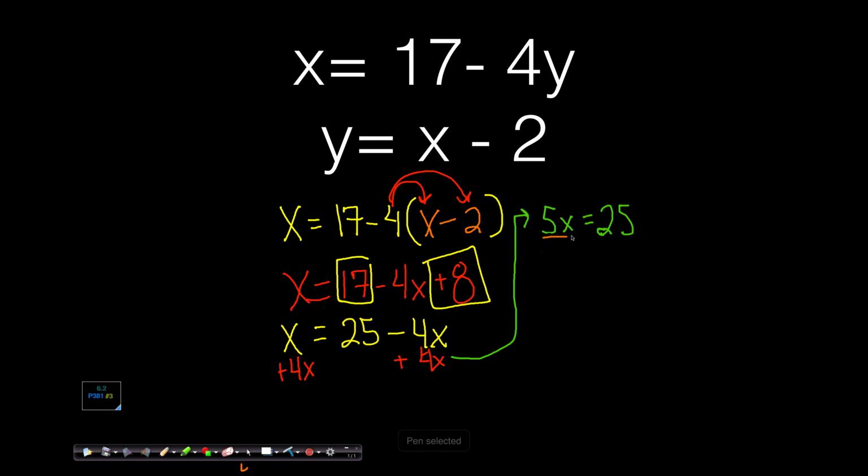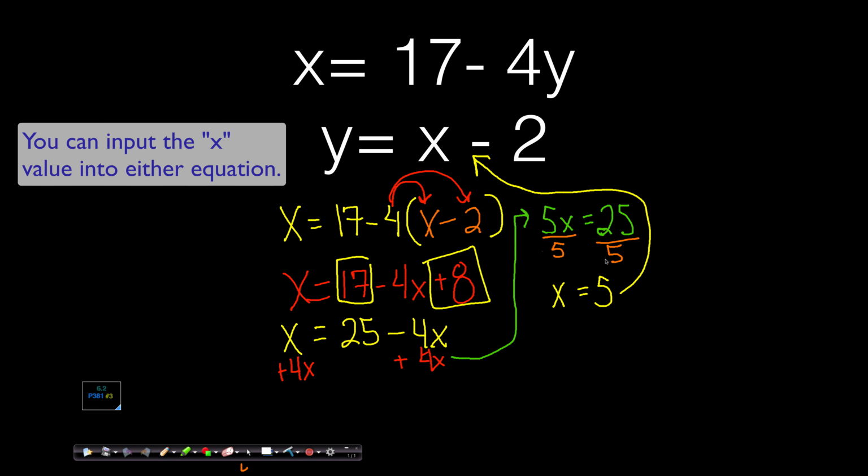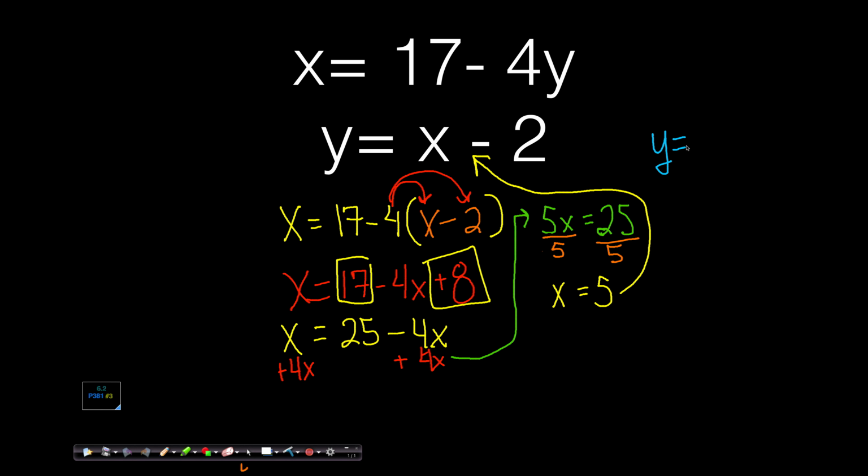So I need to divide by 5 on both sides, giving me x equals 5. So I have now my value for x. I can now use this value and input it into one of my equations. I'm going to go ahead and put it in this equation because it's just a little bit easier. So then my new equation here, I can say y equals, and I know a value for x is 5, minus 2, giving me a value of y equals 3.